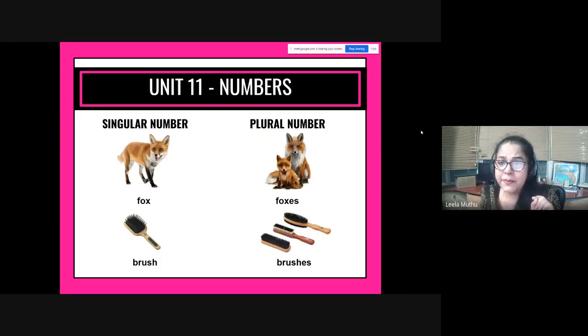Okay, so now we have a fox. Fox, singular number. Now here we have added es to change it into the plural. So fox, foxes, right? A mama and her cub. And then you have brush. This word ends with sh. So any word that ends with sh or ends with x, you must add es at the end to change it into its plural number. So brush, brushes.